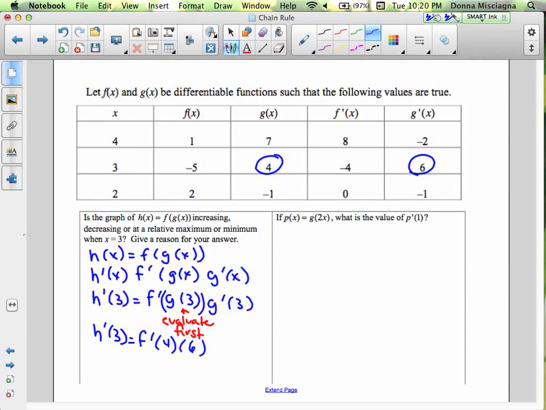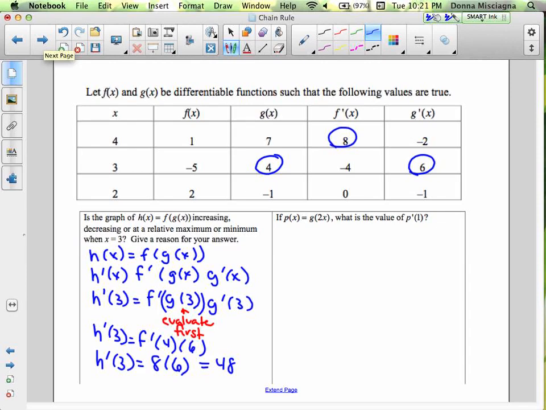All right, so g prime of 3, that's 6. And now f prime of 4 is 8. All right, so we've got h prime of 3 is 8 times 6, which is 48. I'm going to have to write wherever I can find space. I can't write smaller with these pens. So I'm going to write above.